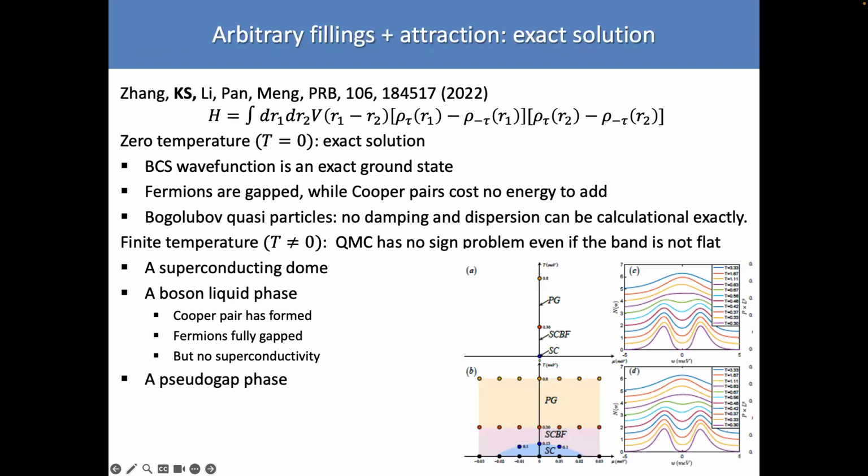Analytically, we can prove that if this band is totally flat, with no dispersion at all, then this Hamiltonian has an emergent SU(2) symmetry. The SU(2) symmetry is generated by the pairing order parameter, its conjugate, and the density. These three operators are like spin raising, spin lowering, and S_z. They commute with the Hamiltonian, and they form an SU(2) symmetry.